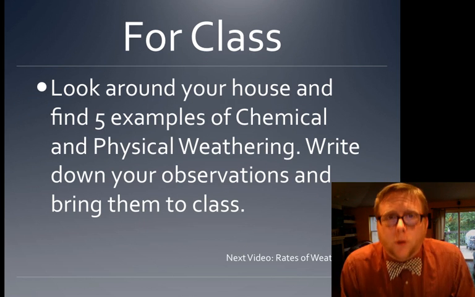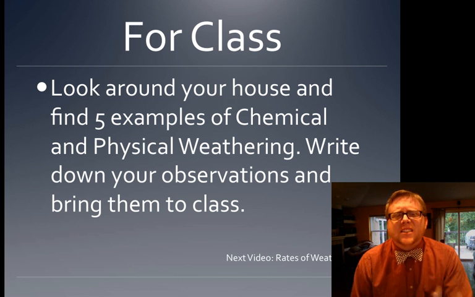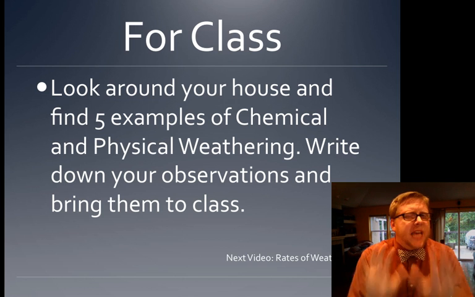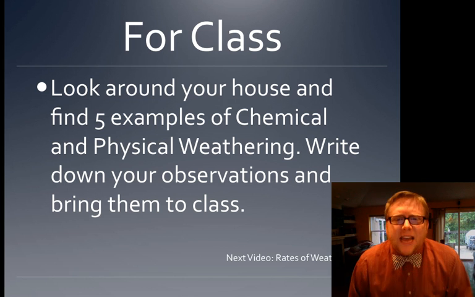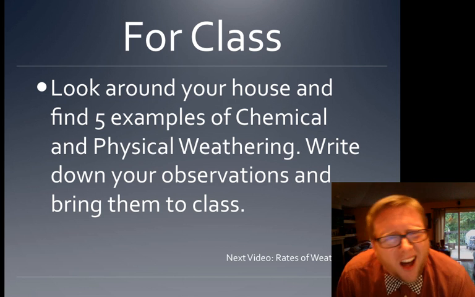So what am I looking for from you in class? Well, I want you to look around your house or where you live, and I want you to find 5 examples of each of chemical and physical weathering. So in the end, you'll have 10 examples. And I want you to write down your observations and bring them to class. When we have class next time, we're going to talk about your examples.